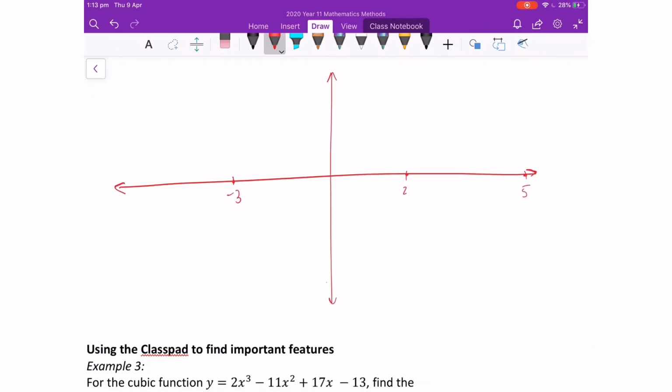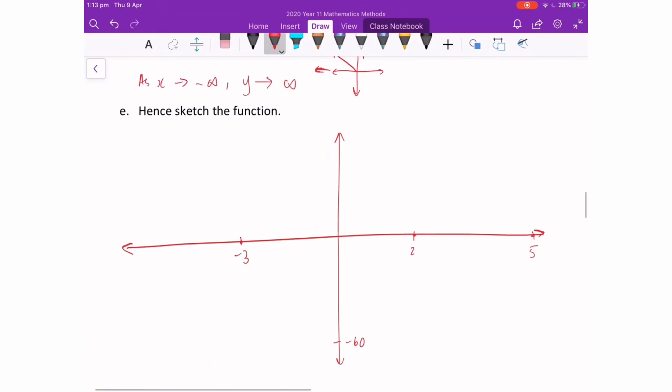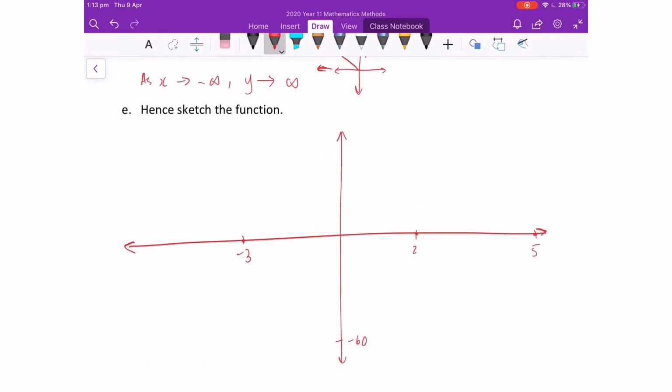Negative 60 all the way down here. Let's just say, it's not to scale. It's just very, very vague. Okay, it's very rough. It's just a sketch. It's not perfect. And that's okay.